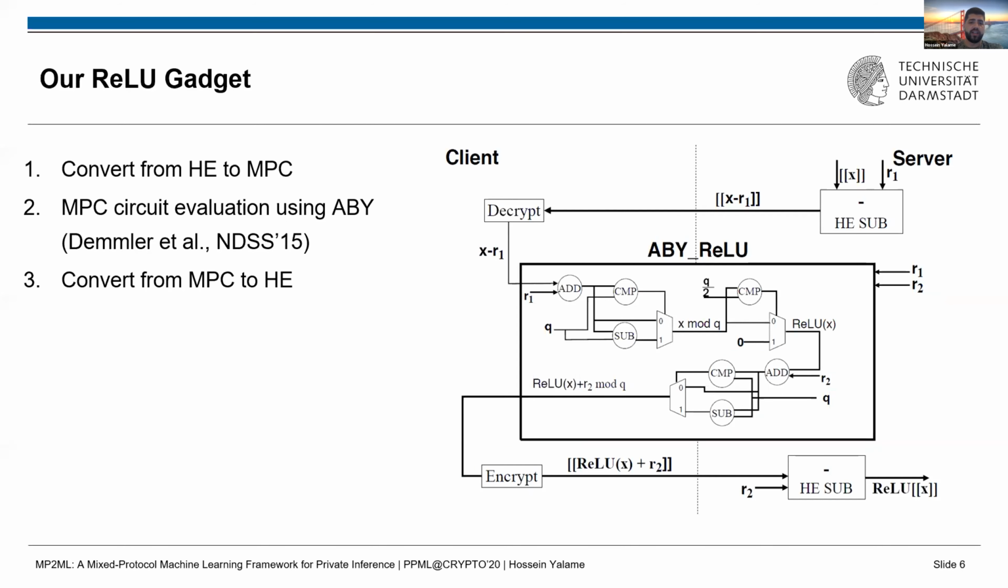And this figure illustrates our secure MPC ReLU computation. The first step is to convert the ciphertext to an MPC value, then evaluate the ReLU. To evaluate the complete network, MP2ML computes linear layers using homomorphic encryption as in nGraph-HE, and uses this protocol for non-polynomial activations. The encrypted final classification is sent to the client for decryption. For more details about our gadgets, you can read the paper.